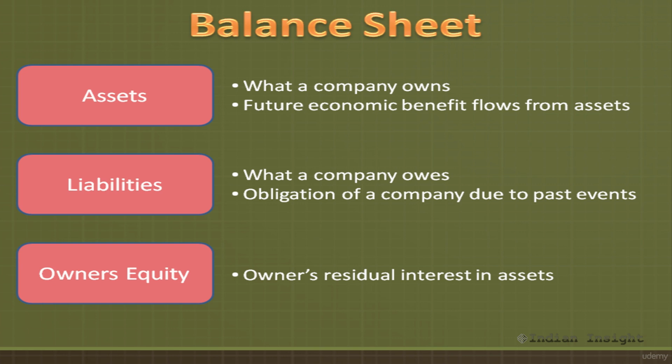Next, you have the liabilities. Liabilities are essentially what a company owes, hence they represent obligations of a company arising from past events. Settlement of a liability results in cash outflow from the entity. Apart from assets and liabilities, you also have equity. Equity represents the owner's residual interest in the company's assets after deducting the liabilities.